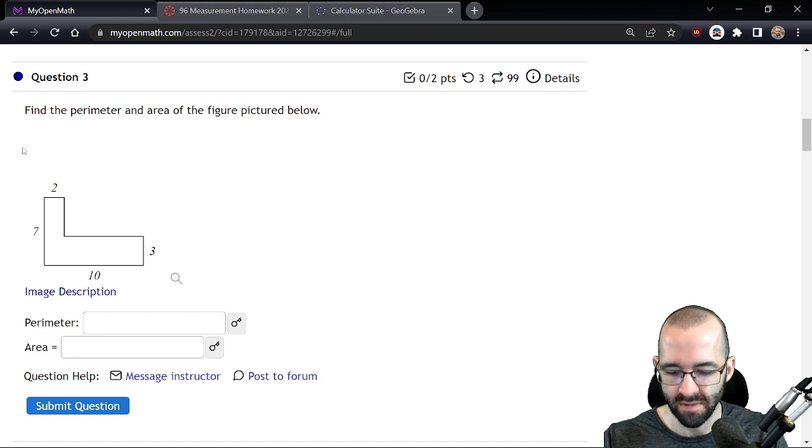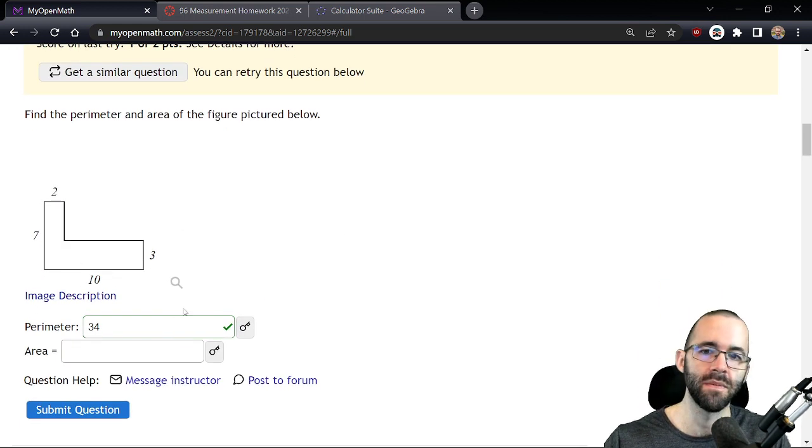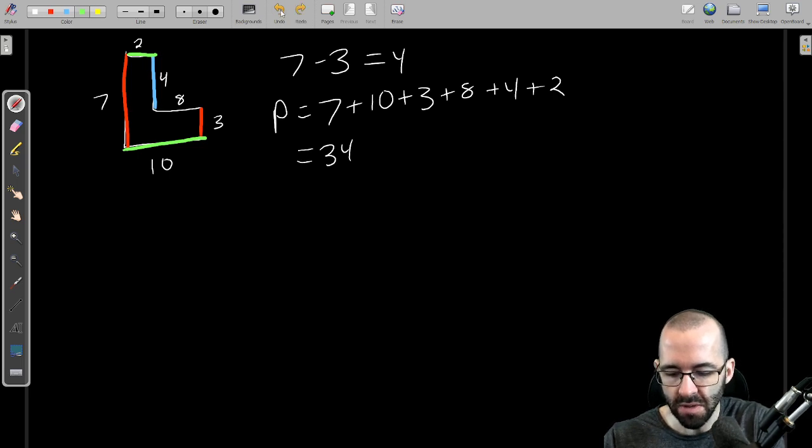We'll type that in and see if we get it right. And we do. Great. We didn't answer the area part. For the area part, I'm not going to do it all out because I want to do a different area problem. Separate it into 2 rectangles.